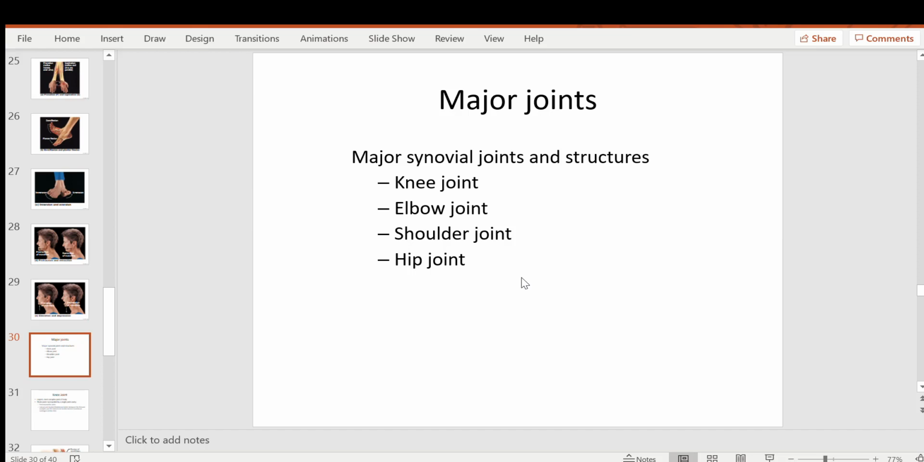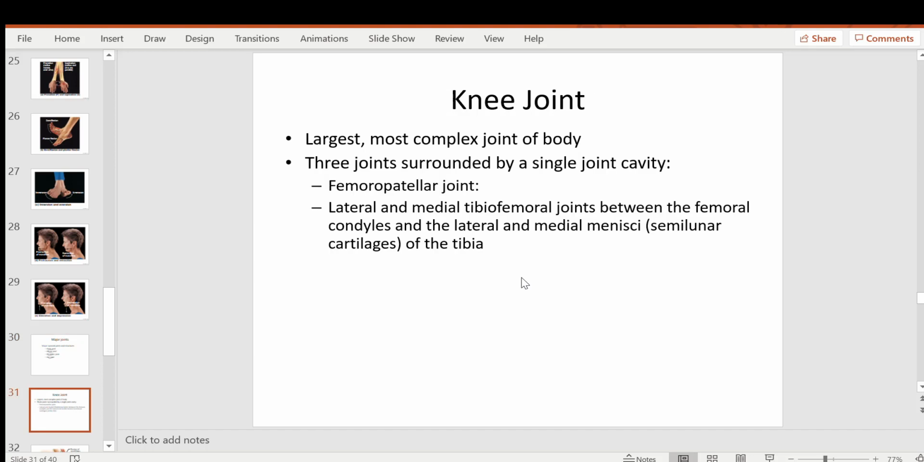So large synovial joints are knee joints, elbow joints, shoulder joints, hip joints. Those are large synovial joints. Let's see a knee joint. Knee joint is the most complex and the largest synovial joint of the body. Why? Because three joints together form the knee joint, and three bones are joined by the knee joint.